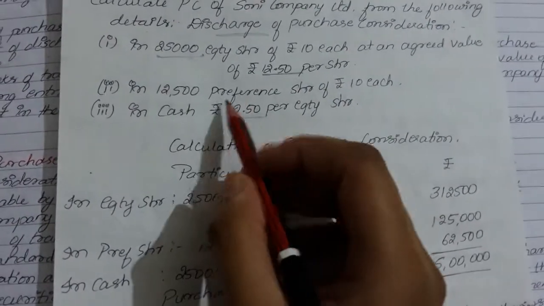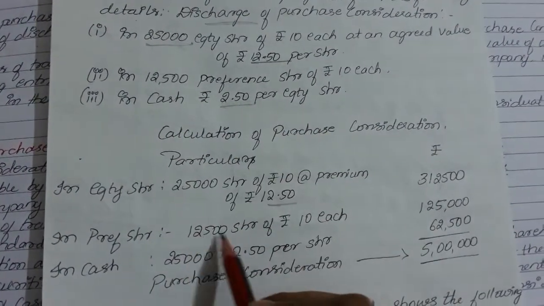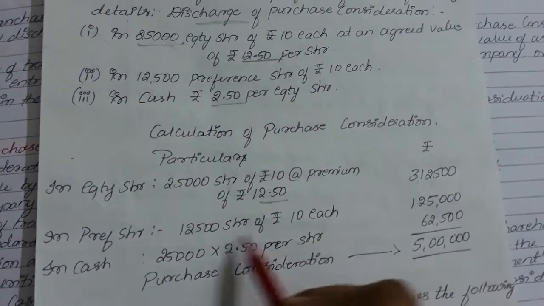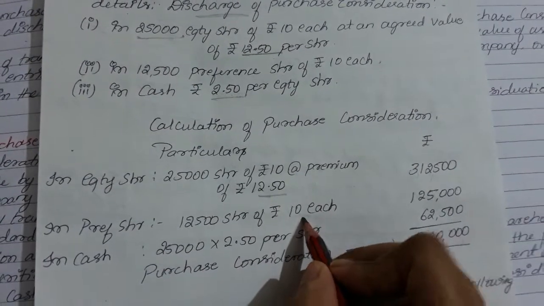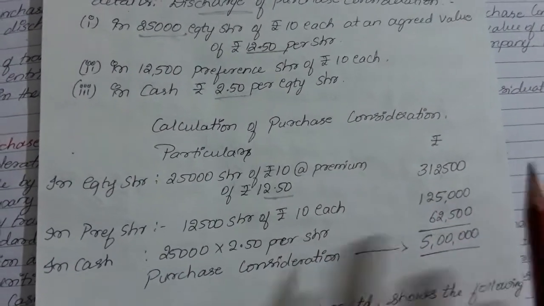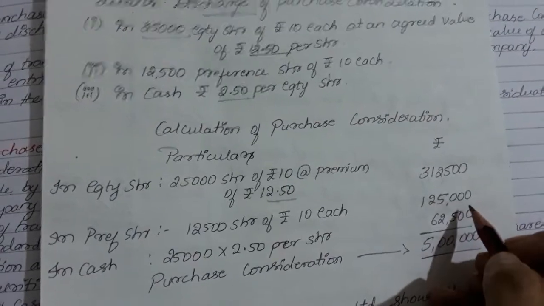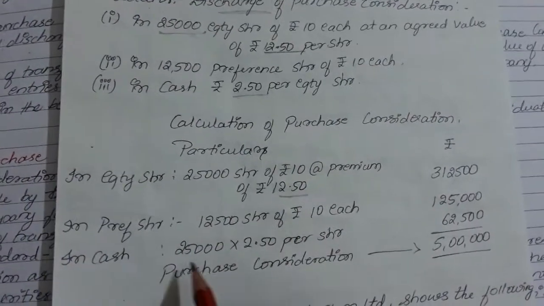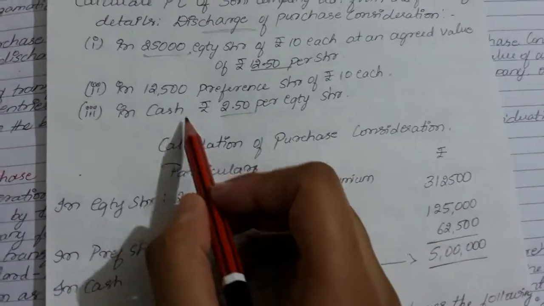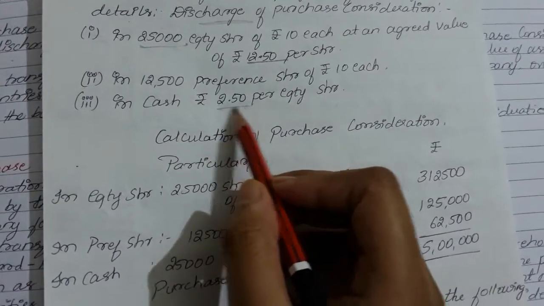So next is preference share. Also they are given 12,500 shares of rupees 10 each. That is 12,500 into 10, which is 1,25,000. So next, coming on to the form of cash, how they are giving in the form of cash.